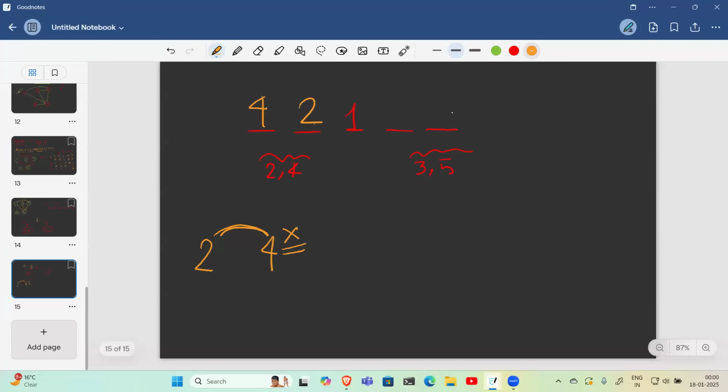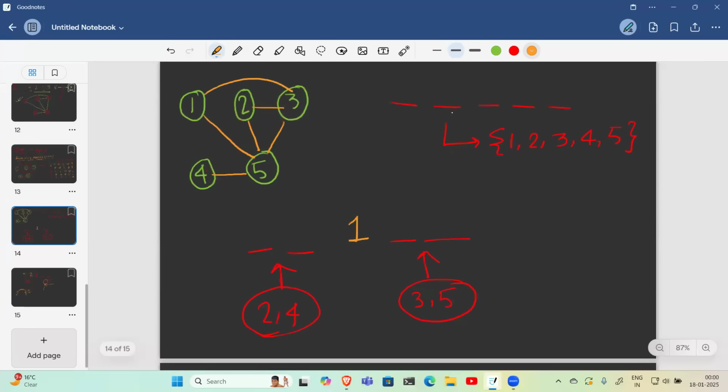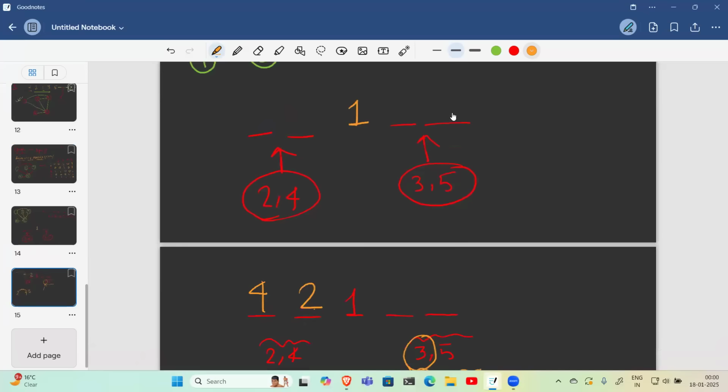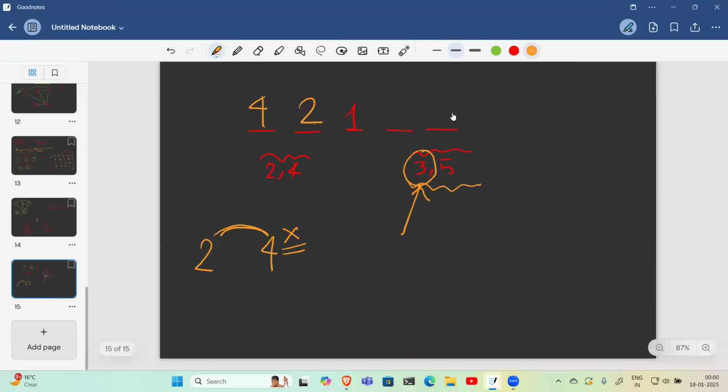Similarly, by the exact same logic, if you look at 3 and 5, take the minimum element. The minimum element is always interesting. Look at 3. Is there an edge between 3 and 5? Yes, there is an edge between 3 and 5. That means, since there is an edge between 3 and 5, 3 must have come to the left side of 5, right? 3 must have come to the left side of 5. That is why there is an edge between 3 and 5.